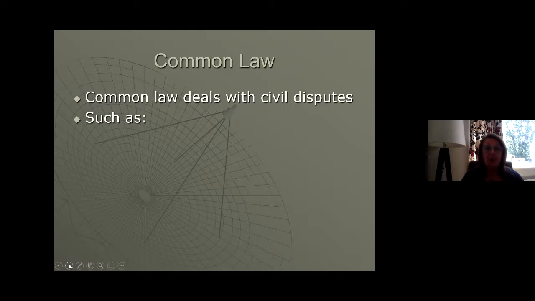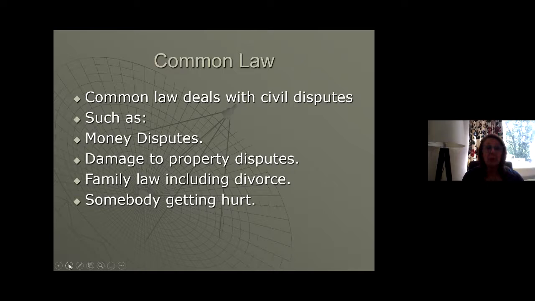So, common law deals with civil disputes, such as money disputes, damages to property, family law, somebody getting hurt, as in the case of Mrs. Donoghue.